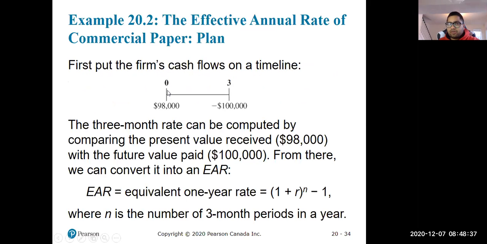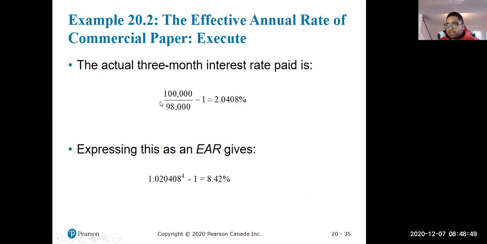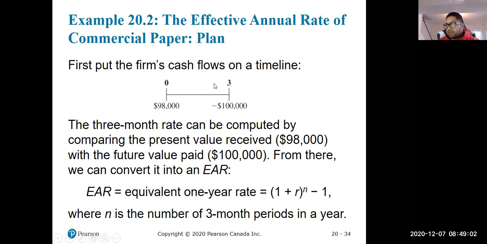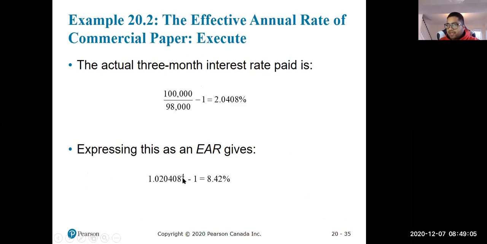So you can try it out. 98, 100, 3 months. Calculate the interest rate first. So 100 divided by 98 minus 1, that is 2.04%, and then use the formula 1 plus 2.04% to the power 12 by 3. Why 3? Because you are borrowing for 3 months. So it will be 12 by 3, that is 4. So it will give you an 8.42% effective annual rate.